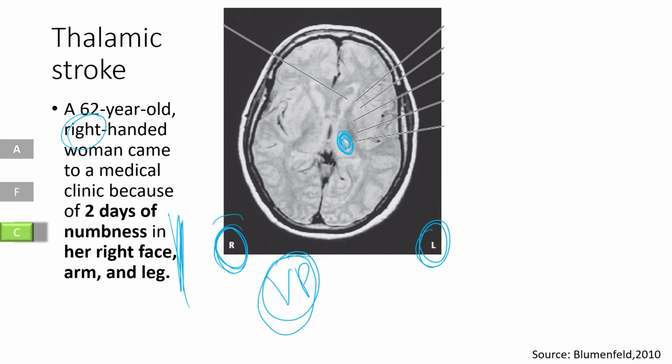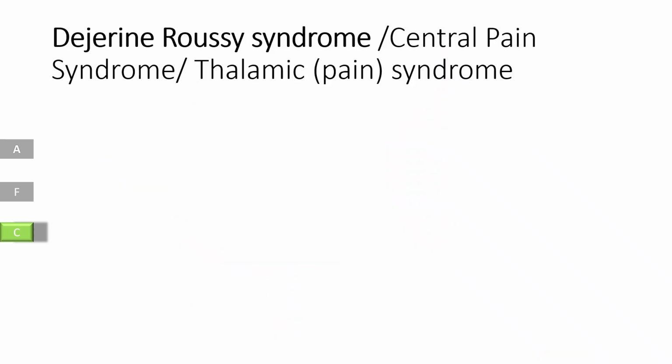In a scan image, the right side is here and the left side is here. Okay, in the scan image, everything is rotated. You are seeing the upper section by looking from the inferior aspect. So everything here is right, everything here is left. Okay, so this is a left-sided thalamic stroke causing right-sided symptoms.